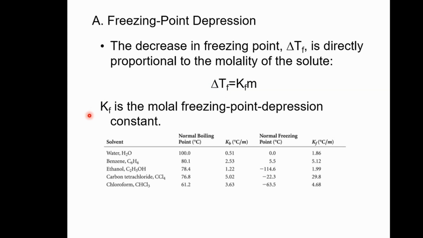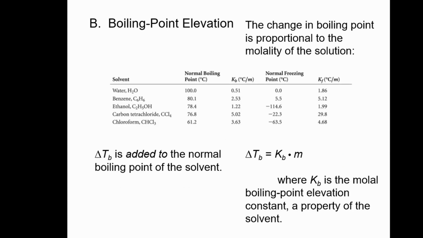So K sub F is the molal freezing point depression constant. Excuse me, I was looking at the boiling point. Here's the freezing point. We'll see that they're very similar. It's 1.86 degrees per molal. So if you know your molality of the salt solution, you can tell me at what temperature it would freeze. And here we see boiling point elevation.